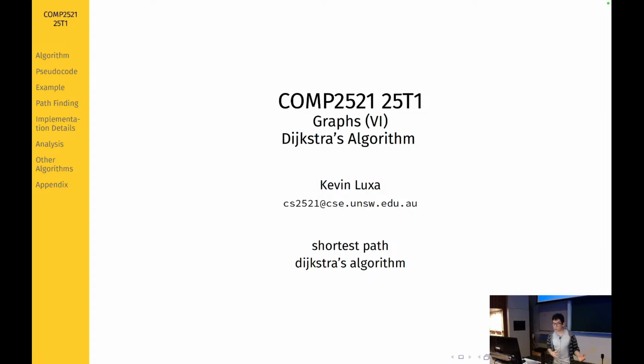Right, but what happens if you have a weighted graph? Then in a weighted graph, the shortest path might not be the one that has the fewest edges. Okay, so we'll see how we can use a different algorithm to calculate shortest paths in weighted graphs.